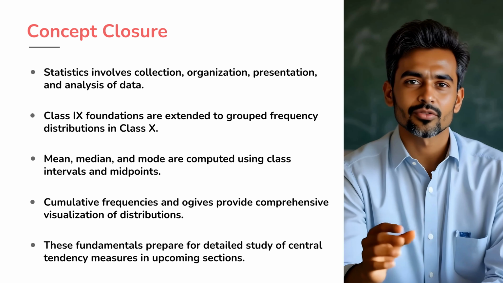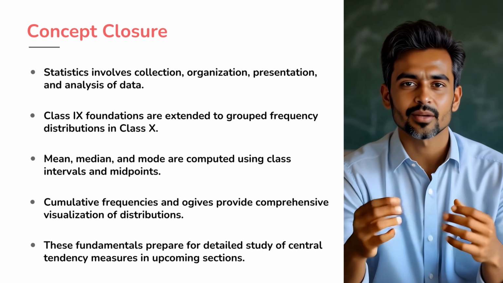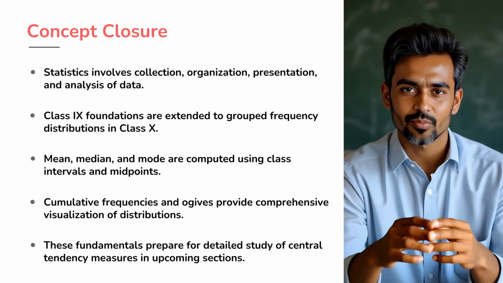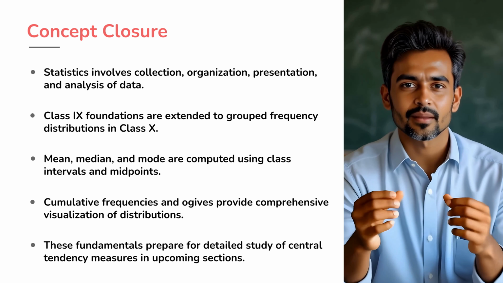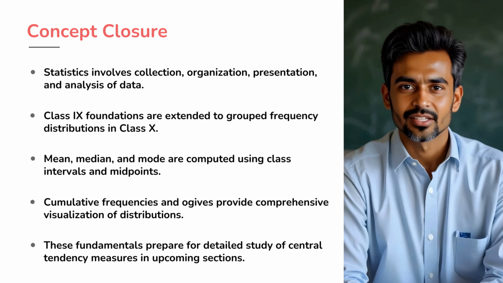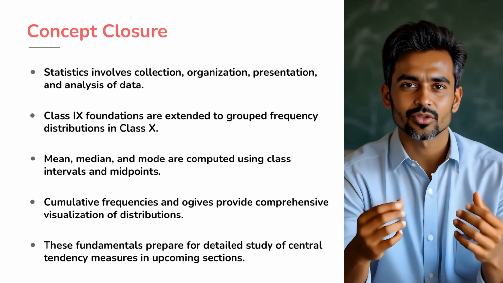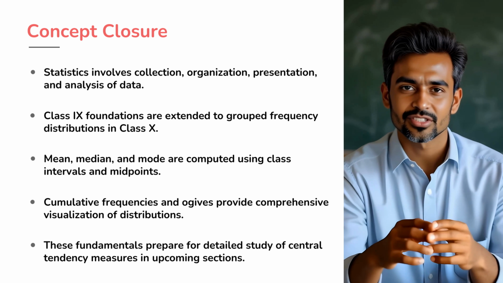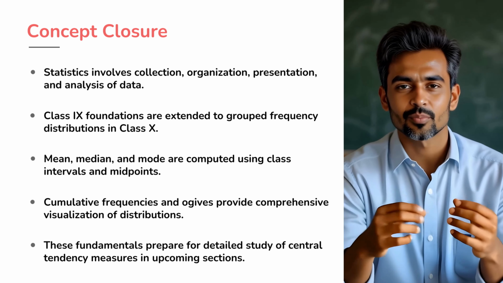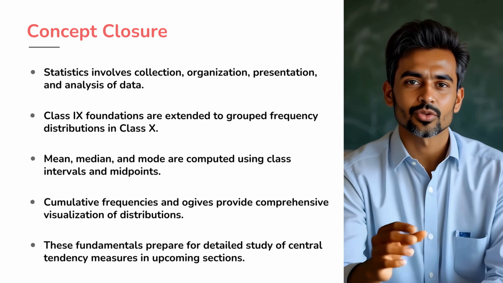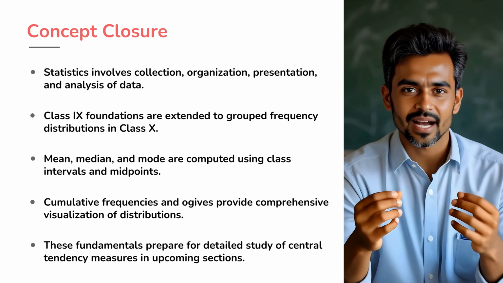So let's wrap up what we've learned today. Statistics helps us collect, organize, and interpret data, the heartbeat of modern decision making. We started from ungrouped data and leveled up to grouped frequency distributions. We revisited our heroes, mean, median, and mode, and saw how to compute them for large datasets using intervals and midpoints. We visualized data through bar graphs, histograms, frequency polygons, and ogives. All these tools together make statistics one of the most powerful branches of mathematics, connecting numbers to real-world insights. And that's our introduction to statistics, when numbers tell stories and graphs paint them.